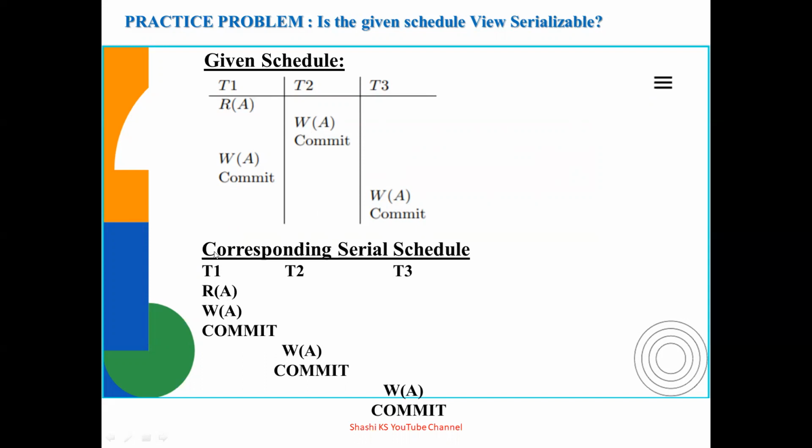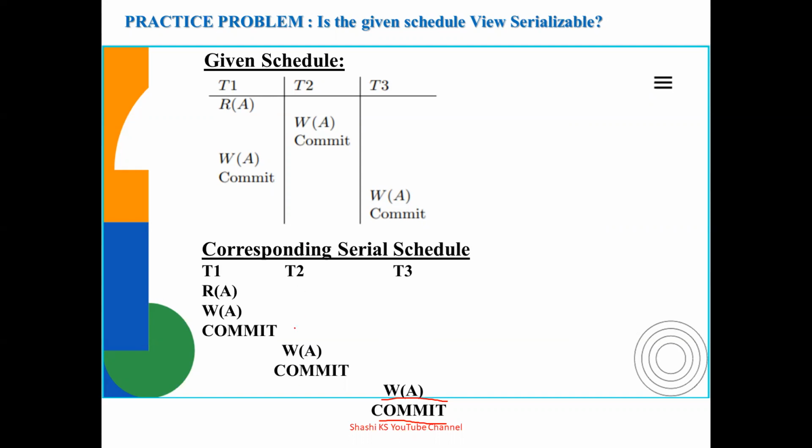So correspondingly, I have written the serial schedule here. First, I wrote T1, with all its operations: read A, write A, and commit. After T1 completes all its operations, T2 starts, and I have written all the operations of T2: write A and commit. Then you have transaction T3, with 2 operations, write A and commit. Okay, this is the given non-serial schedule, which I have to prove whether it is view serializable or not.